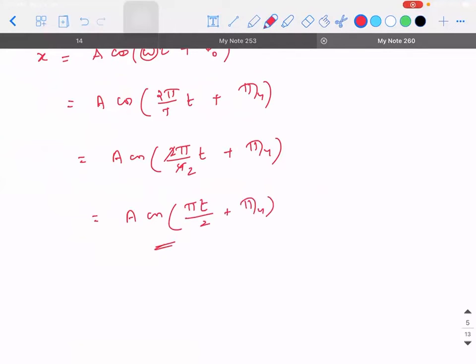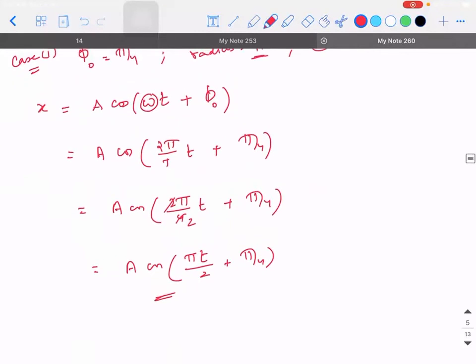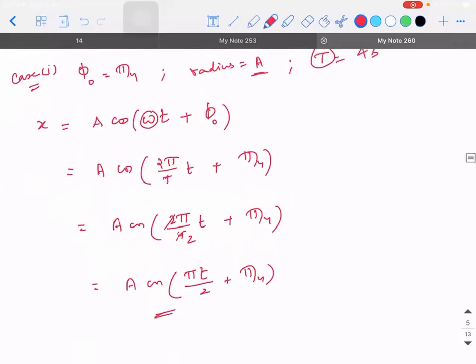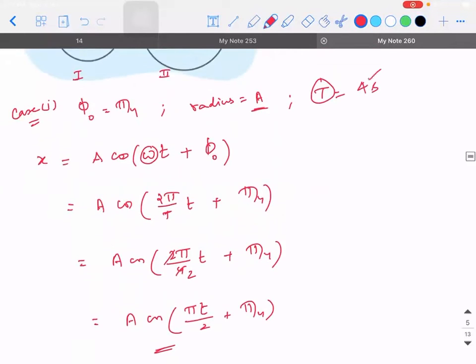Hope you understood. Sir, can you explain the third step? How 2 pi by 4 t came, sir? It is 2 pi by capital T. In the place of capital T, I substituted 4. Okay, sir. I hope it makes sense.